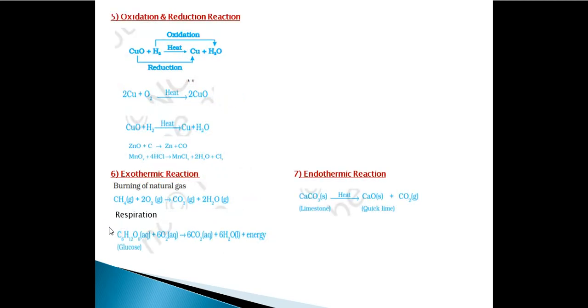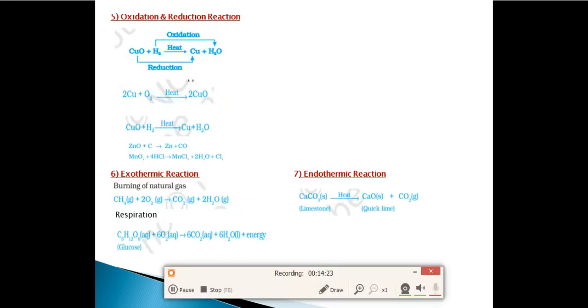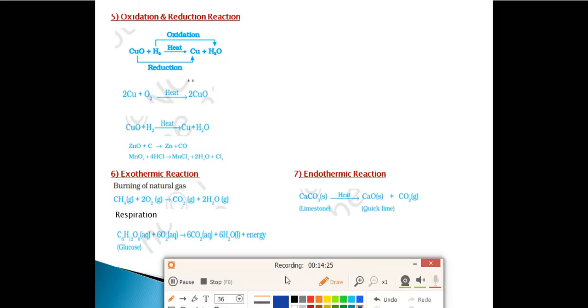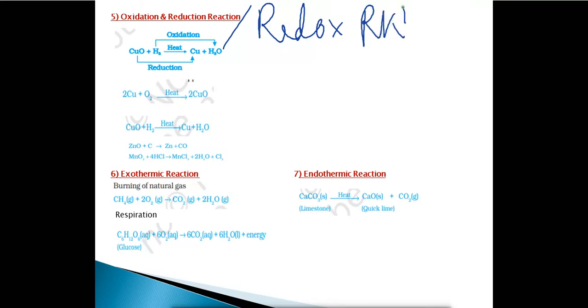Now, let's come to the next type of reaction given in your textbook, that is oxidation reduction reaction, also known as redox reaction. So what happens in redox reaction? Both reduction and oxidation take place simultaneously in the reaction. It means in the same reaction, oxidation will occur and reduction will also occur.